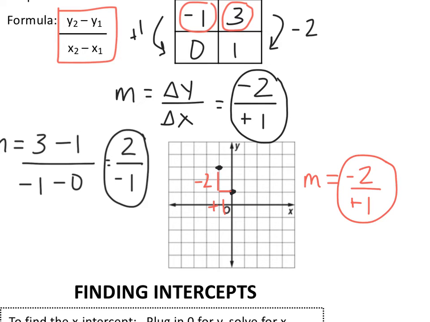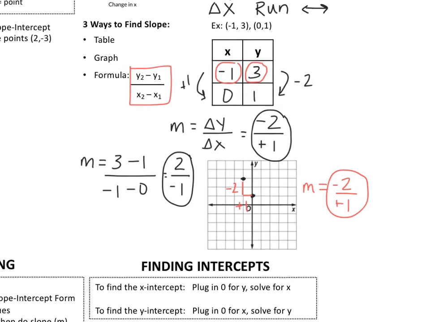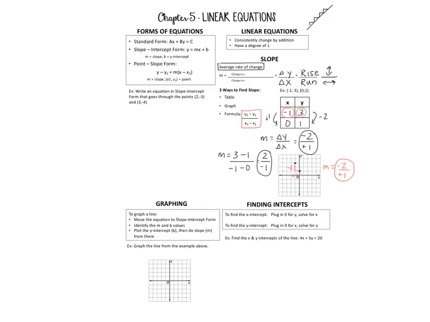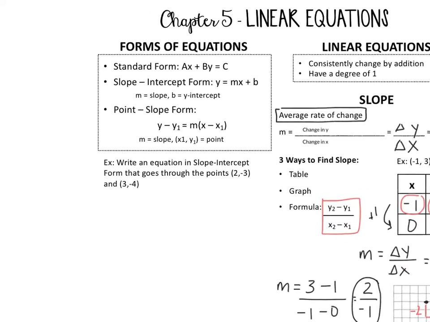So you'll see that the slope here for all of these is the same. It's 3 different ways. Whatever method you like the best is fine.